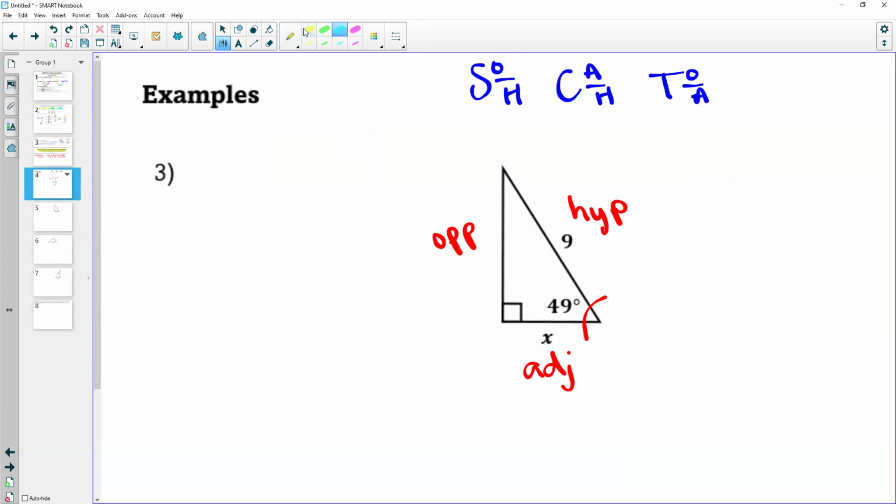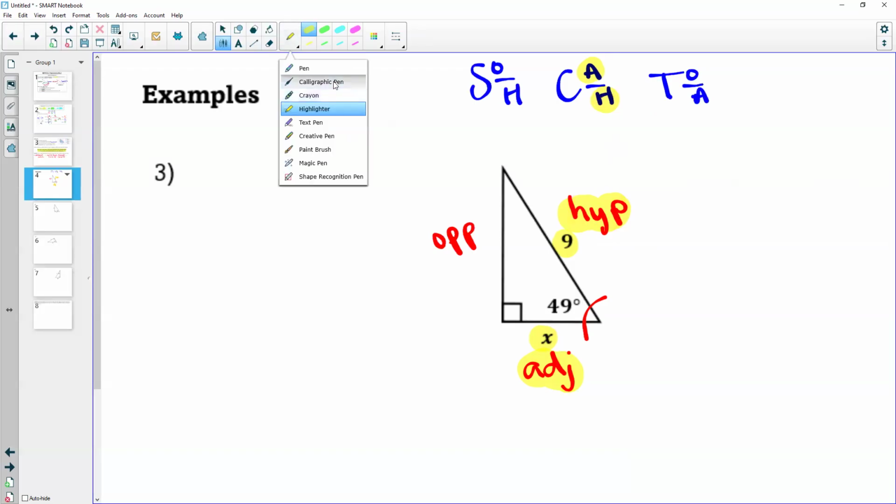The way that you're going to decide which trig ratio to use, either sine, cosine, or tangent, is you're going to look at the two sides that you're working with. Well, I'm working with x, which is adjacent, and 9, which is hypotenuse. Which one deals with adjacent and hypotenuse? Well, not this one. It's the middle one, which is cosine. So I see here that I'm working with adjacent and hypotenuse.